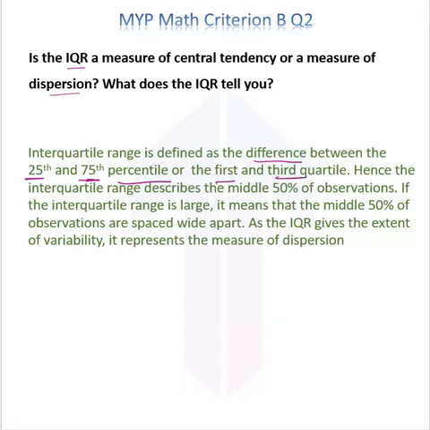Hence, the interquartile range describes the middle 50% of the observations, which lie between the 25th and the 75th percentile. So, if the interquartile range is large, that would mean that the middle 50% of the observations are spaced wide apart. So, we can say that the IQR gives us the extent of variability, that is, how far it is spreading out. So, we would say it represents a measure of dispersion. I hope you got it that the IQR is not a measure of central tendency, it is a measure of dispersion.